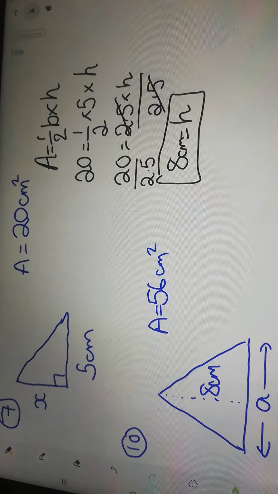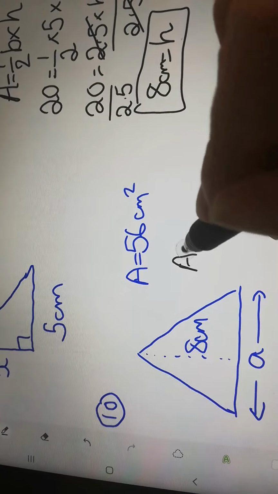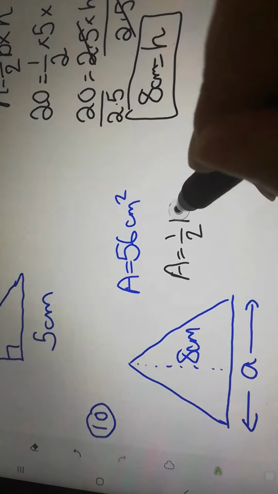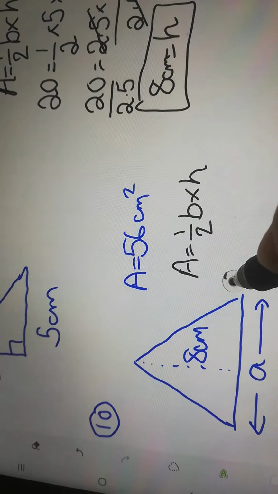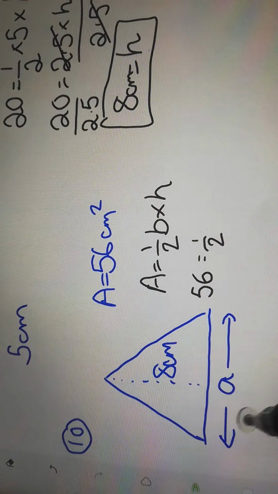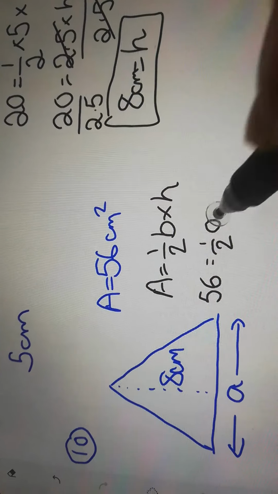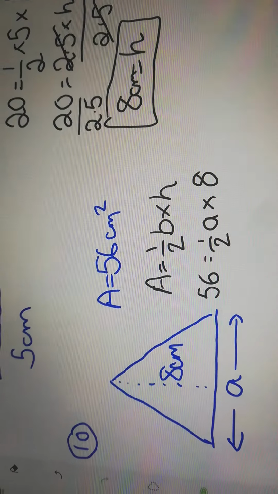Now, we're going to do the same thing for question 10. We've got our formula for the area of a triangle, which is half the base times the height. And in the same way, we replace the area, the A, with 56. We've got a half. We don't know the base this time, it's been given the letter a, so let's just put the a in there. And then times the height, which is 8.